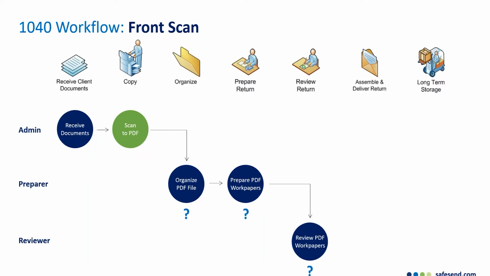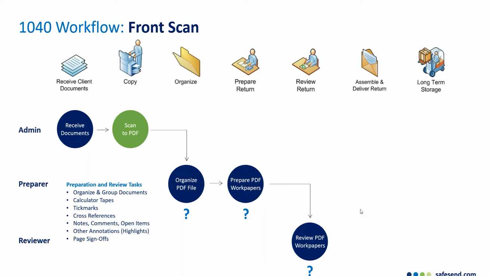How do you organize? How do you do your work? Well, your tasks do not change, right? You still need to do all the same things. You need to organize, group your documents together, run a calculator tape, apply tick marks. If you want to cross-reference anything, you'll need to apply notes, comments, annotations, page sign-off. Well, Acrobat isn't really made to do all that stuff. In fact, it's not really made to do any of it. It's very limited on what you can do with Acrobat in that regard.